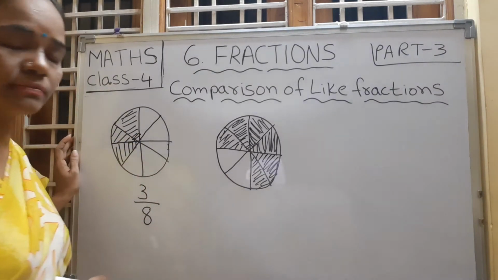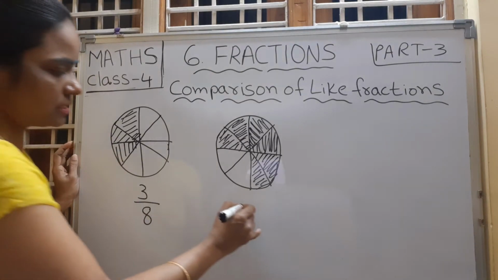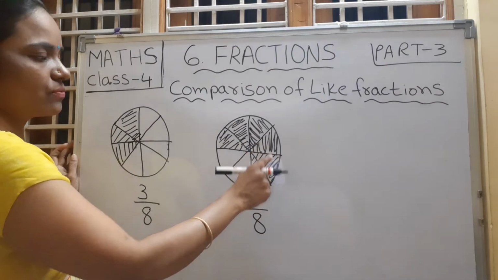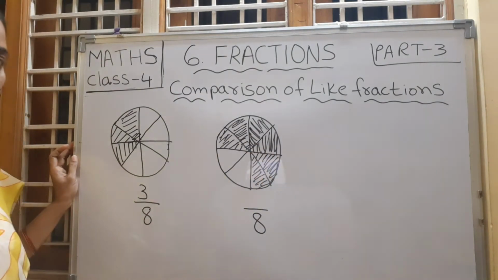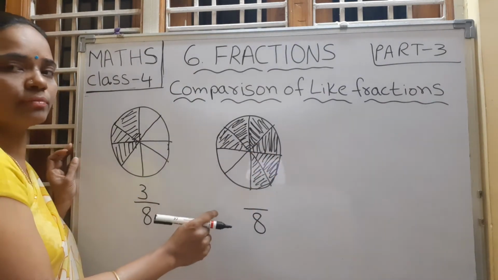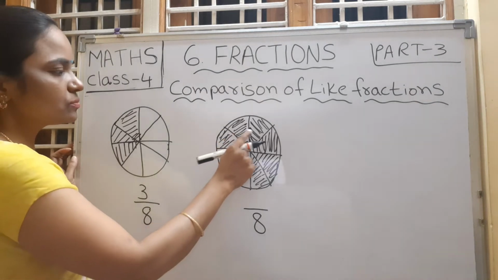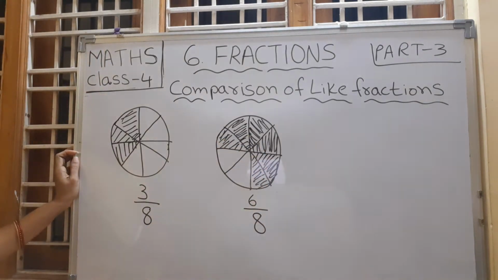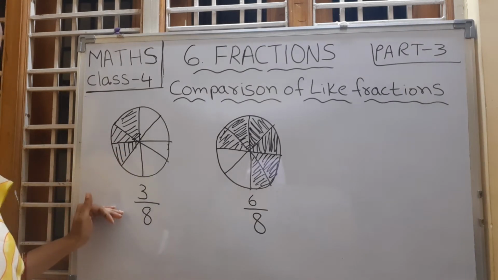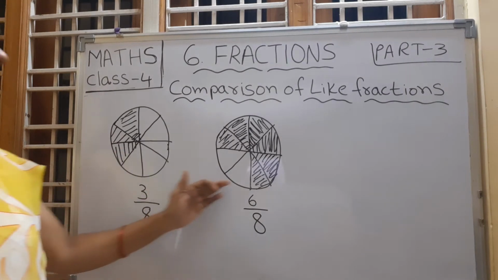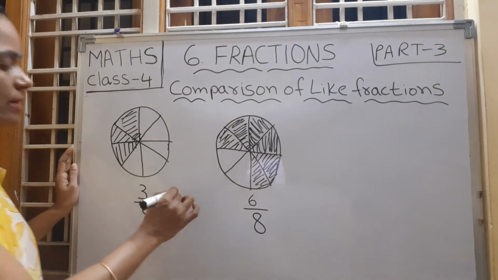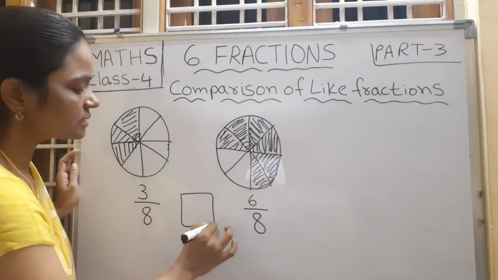Then what is the fraction for the second shape, children? Yes, total there are 8 equal parts. 1, 2, 3, 4, 5, 6, 7, 8. Out of 8, how many are colored in the second shape? Yes, 1, 2, 3, 4, 5, 6. So it is 6 by 8. So the fraction for the first shape is 3 by 8 and for the second shape is 6 by 8. Now compare these two fractions.